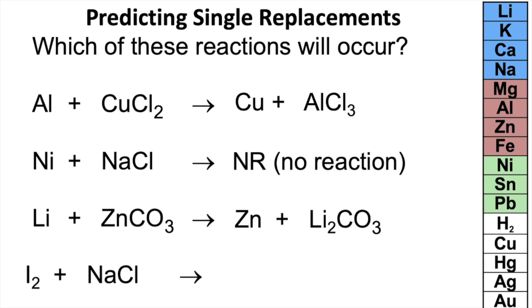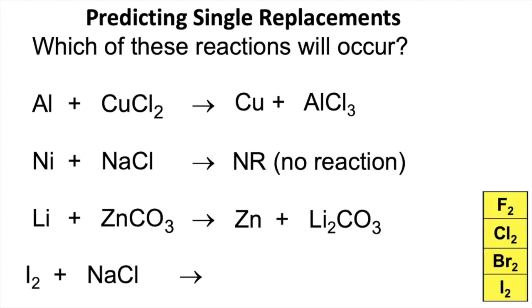Lastly, let's look at a single replacement reaction that's a little bit different. Here we have iodine combining with sodium chloride. So iodine's not a metal, it's a halogen. Well, there also happens to be a reactivity series for the halogens. So let's look at that one. If we look here, no reaction is going to take place because iodine is below chlorine in the reactivity of halogens. So the reactivity for halogens works the same way as the metals. In order for a halogen to replace another halogen, it needs to be above it on the reactivity series.